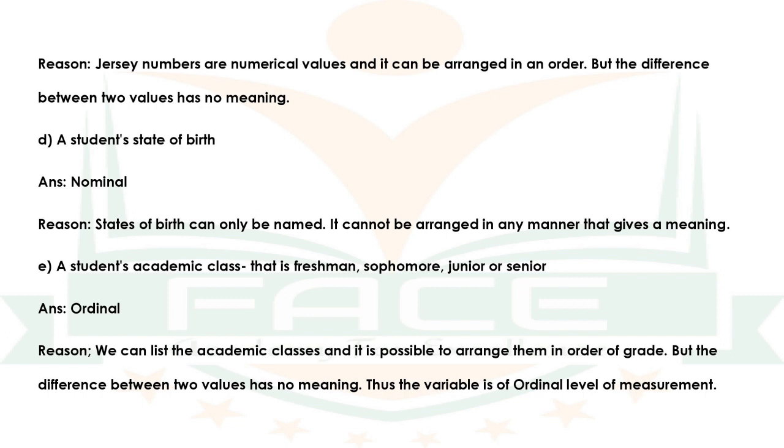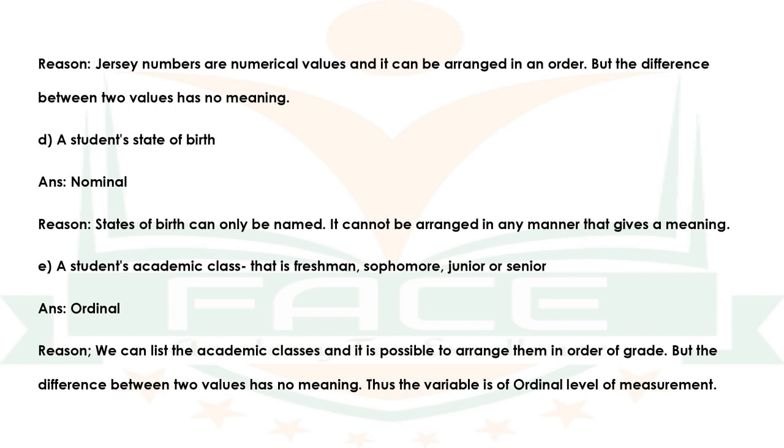Our next example is a student's academic class, that is, whether he is a freshman or sophomore, junior or senior. It is ordinal data because we can list the academic classes and it is possible to arrange them in order of grade, but the difference between two values has no meaning. Thus, the variable is of ordinal level of measurement.